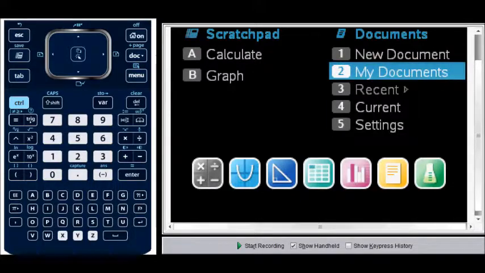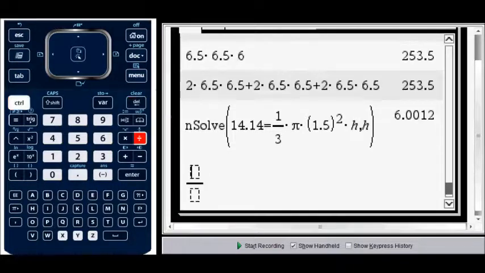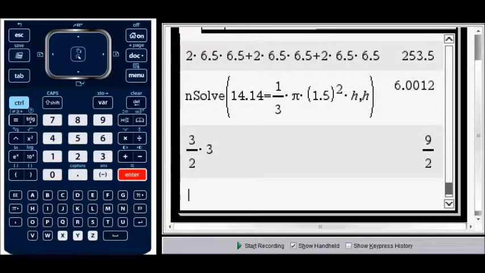Alright, so let's go over to calculate, and we're going to plug these in. What I would do is go ahead and use my fraction bar. So with the fraction bar, we have 3 over 2, and that's times 3. That's going to be our first one, and it gives us 9 over 2.